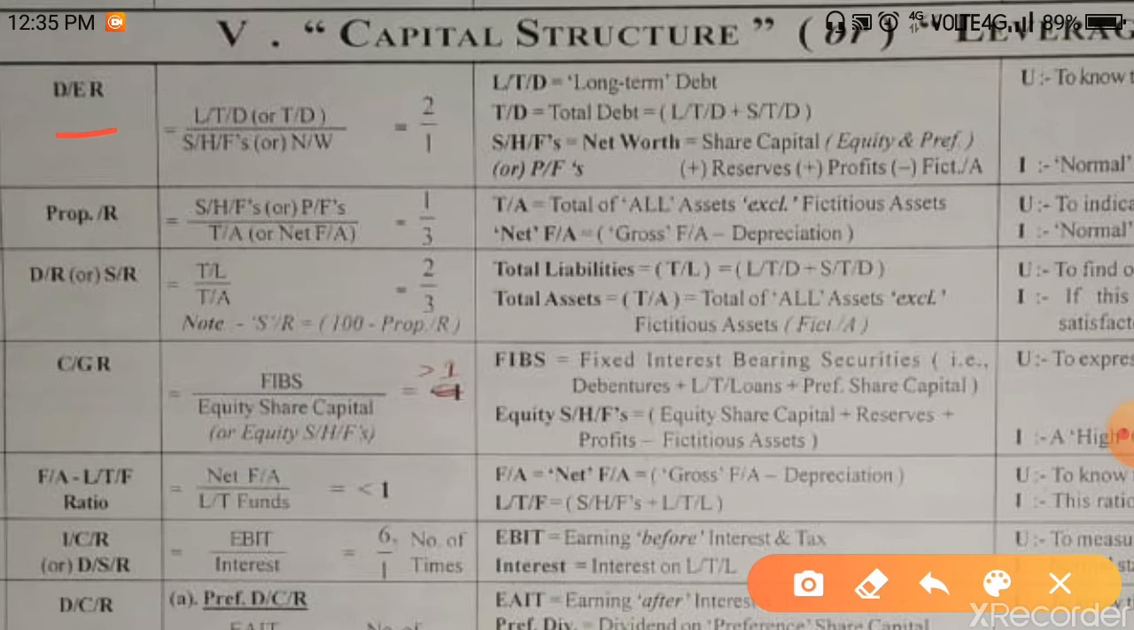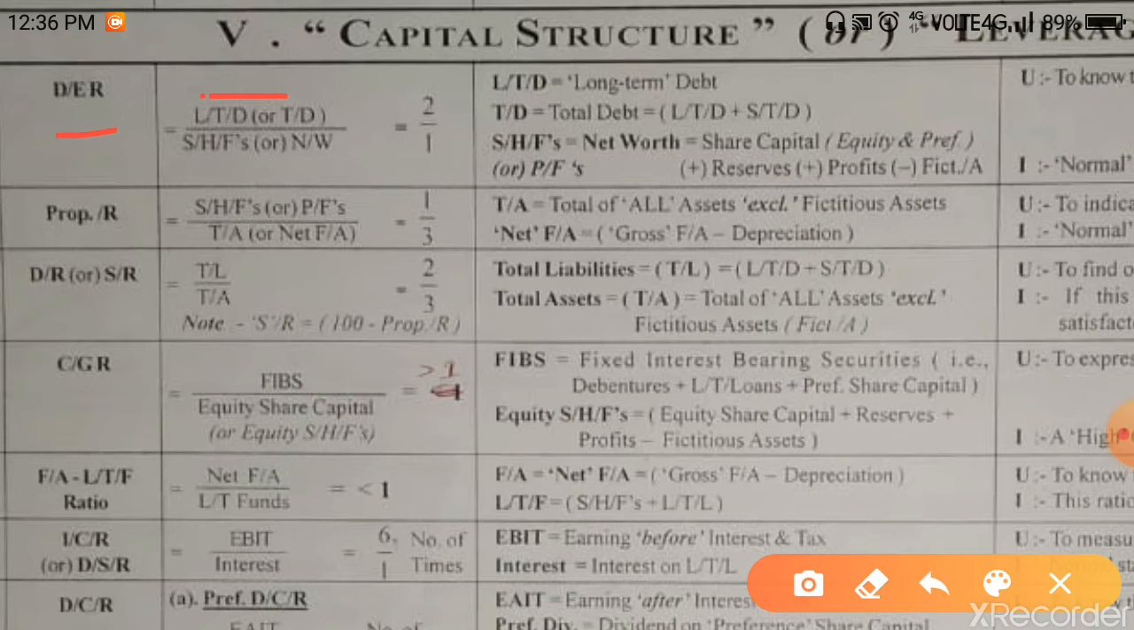Long term debt divided by shareholders fund, or total debt divided by net worth. Ideal ratio is 2 is to 1. Suppose owners funds are 1 rupee, outsourced funds should be 2 rupees, not more than that. That is the ideal ratio. LTD means long term debt, TD means total debt, that is long term and short term.